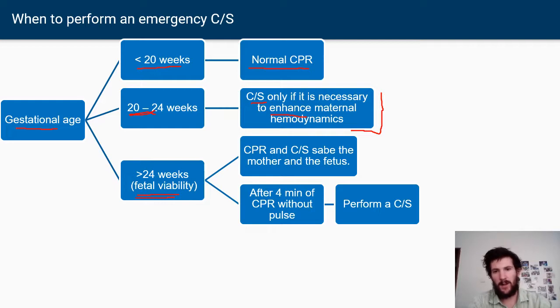continue the CPR and the CS to save the mother and the fetus. That is not well written.